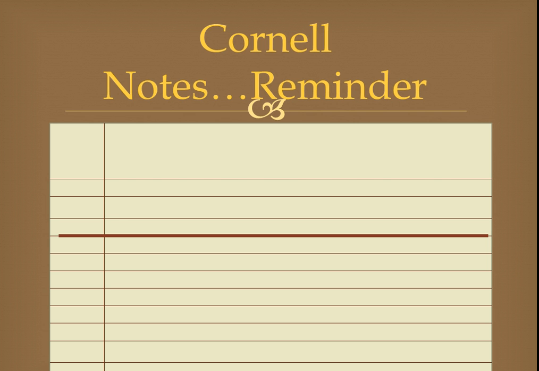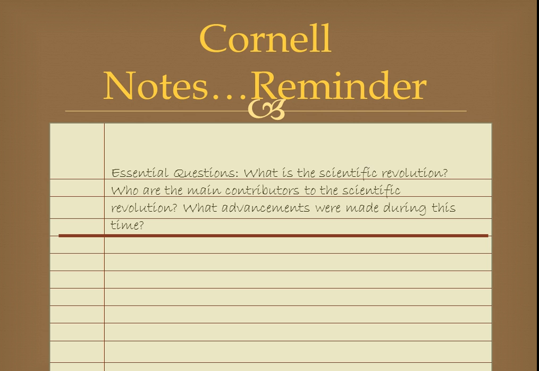So the first thing that happens is you write your essential questions at the top of your paper. Our essential questions for today are: what is the scientific revolution? Who are the main contributors to the scientific revolution? And what advancements were made during this time? After you write down your essential questions, you can draw a line on your paper to show that that's where the notes begin.